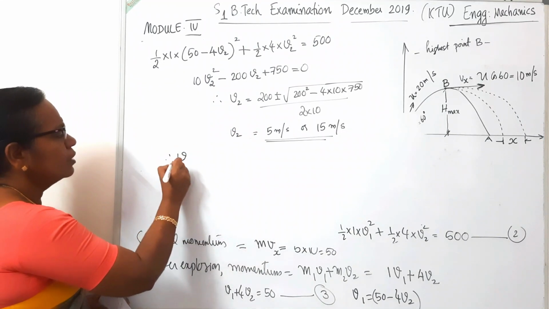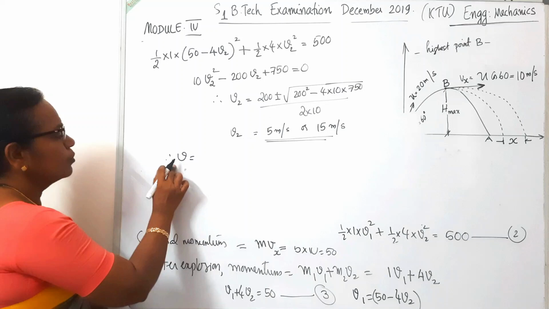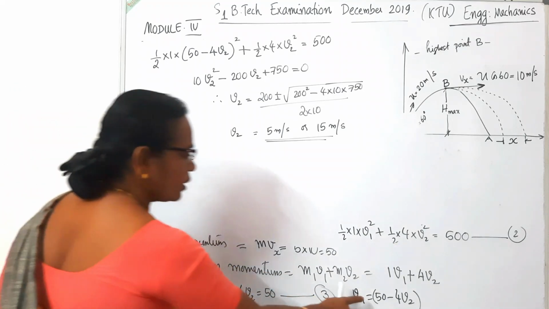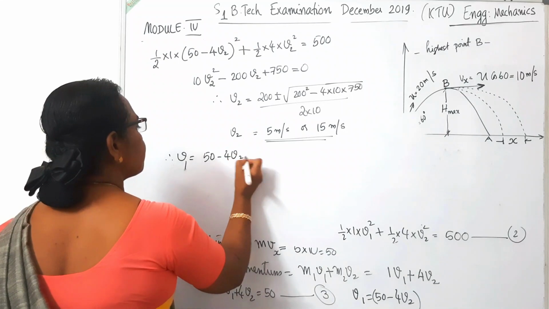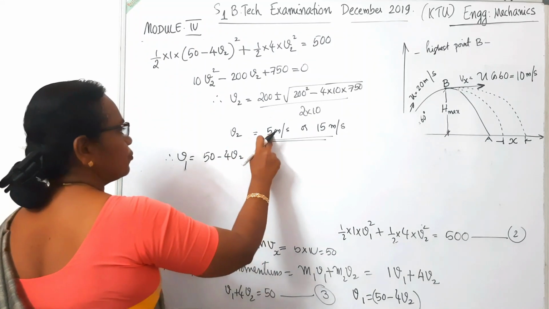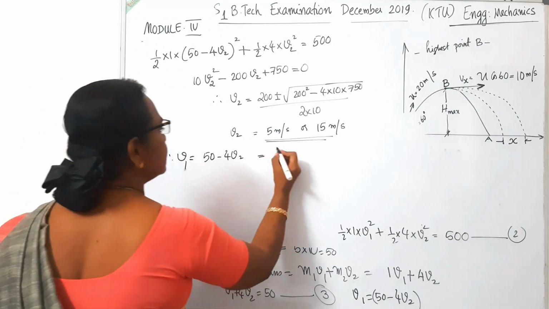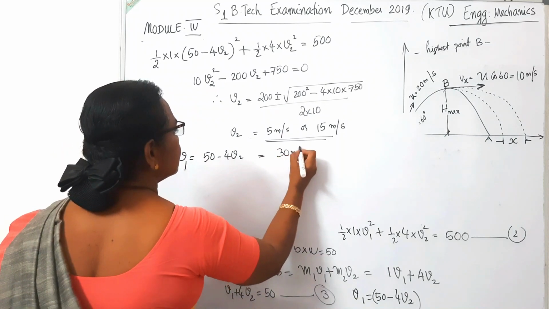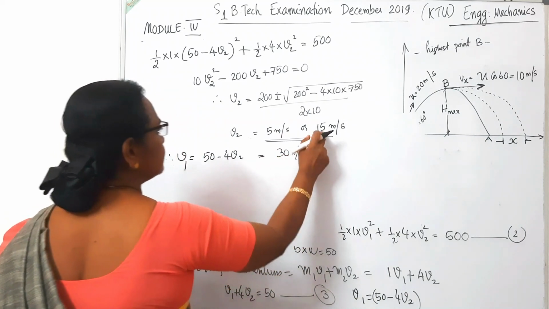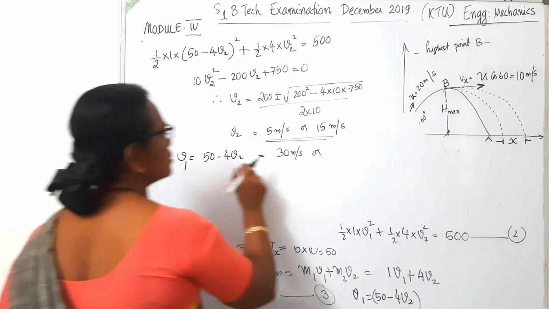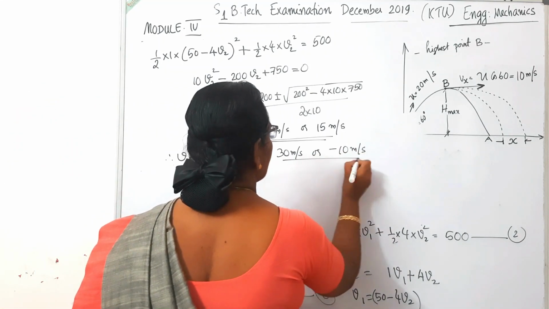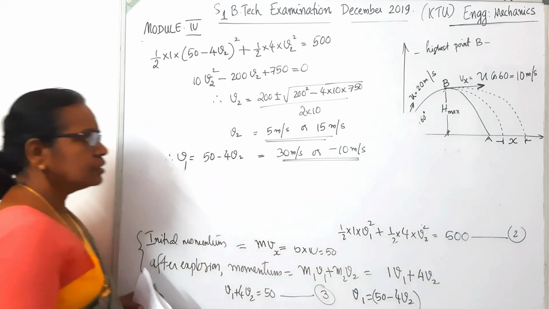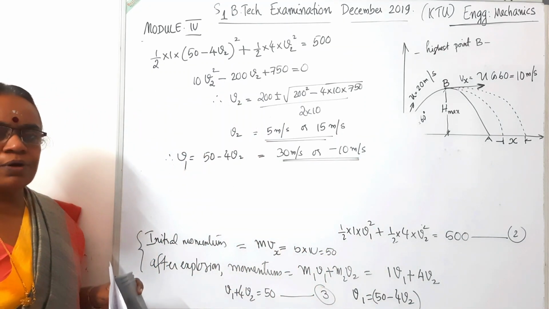Therefore what is v1? v1 is 50 minus 4 v2. So we can have two answers. If we substitute 5, 50 minus 20, it is 30 meter per second. Or if it is 15, 50 minus 60, it is minus 10 meter per second. So we have got the velocities of the two bodies.